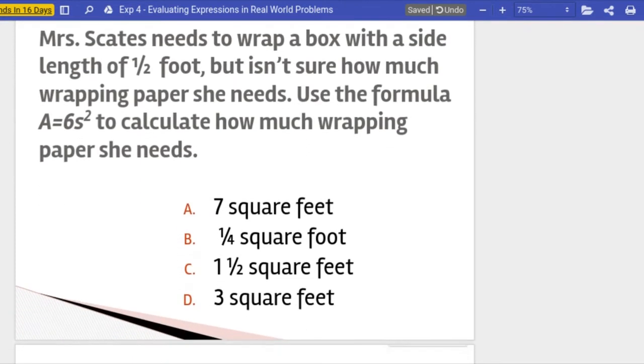Mrs. Skates needs to wrap a box with a side length of 1/2 foot, but isn't sure how much wrapping paper she needs. Use the formula: the area equals 6 times the side squared to calculate how much wrapping paper she needs. This is no different than when we did it before, except that we do need to use our fraction operations correctly. So pause the video, see what you can do on your own, and then check it with my answer.